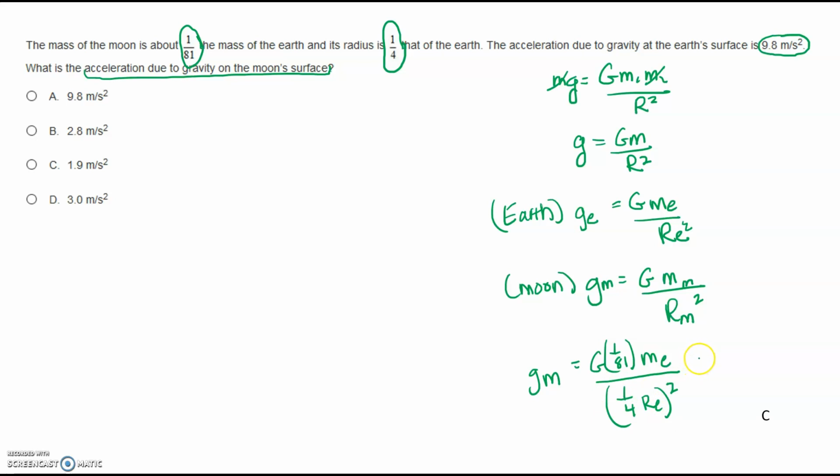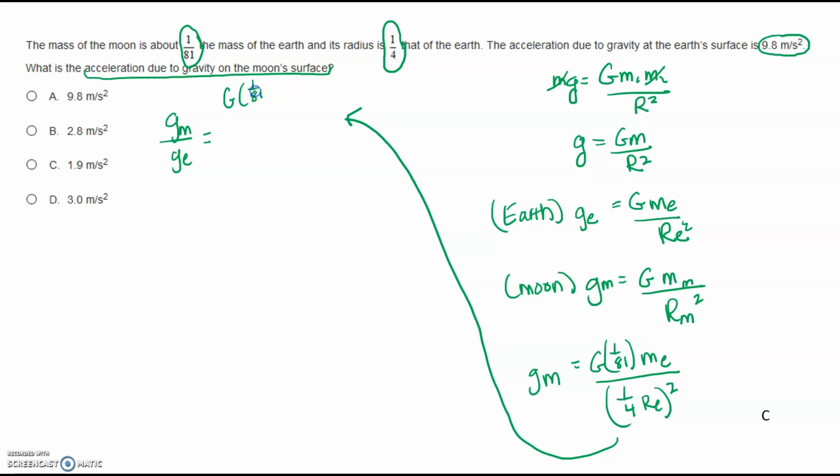Okay, so then what do I do? I divide g_M and g_E. Okay, so this goes up like this. I have g_M over g_E is equal to G times 1/81st M_E over 1/4 R_E squared, over, so that's the moon, and then this is Earth.